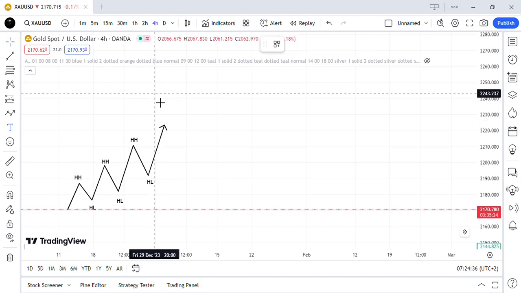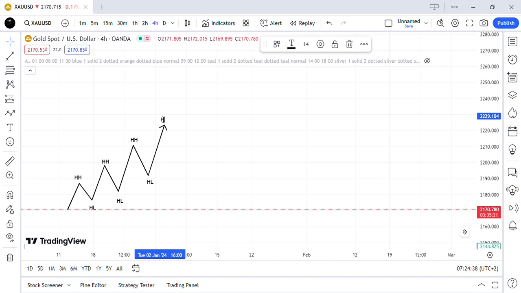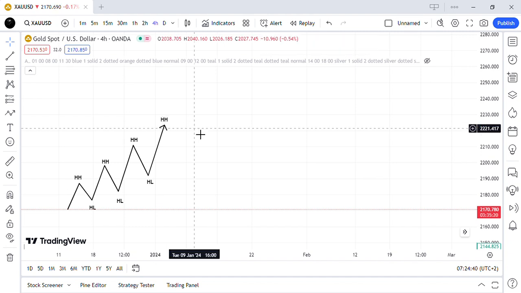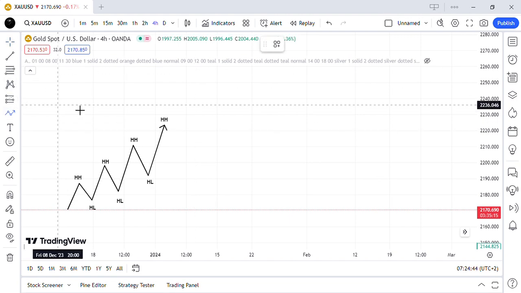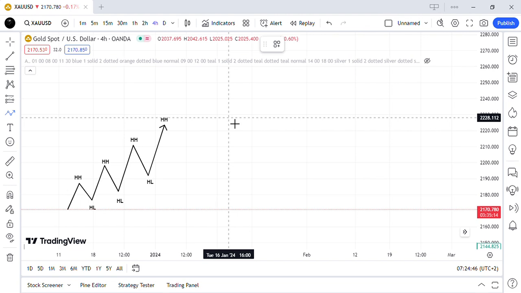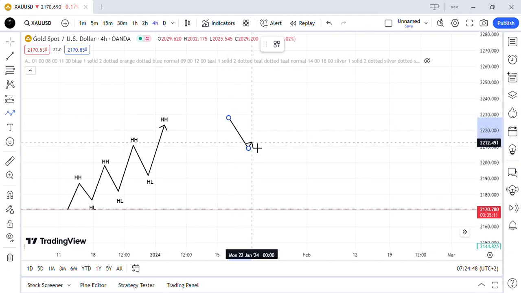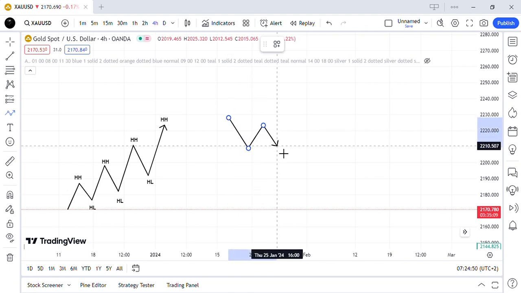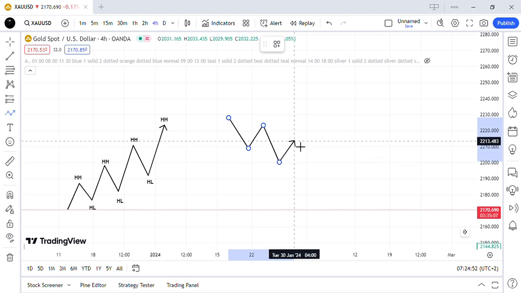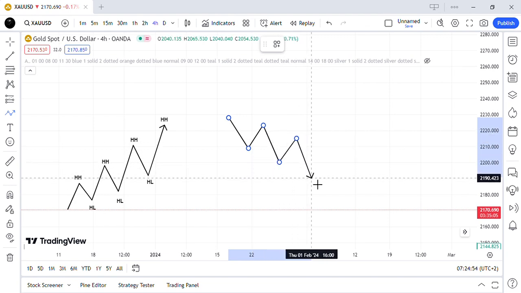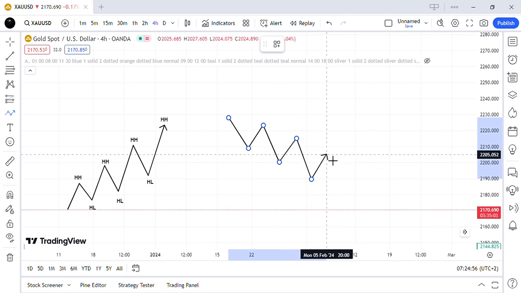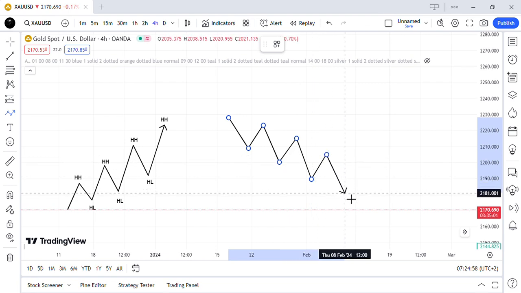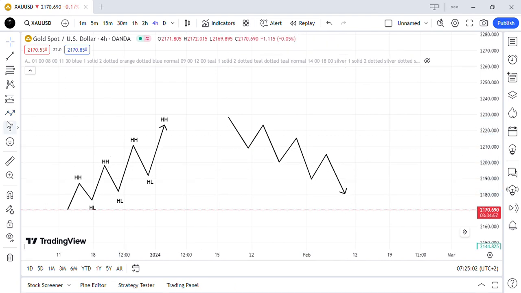If you understand this, you'll know when to enter. This is a bullish trend. If it's going to be a bearish trend, it's going to make lower lows and lower highs, lower lows, lower highs, lower lows, and lower highs. Just like that. Let me draw them for you quickly here.